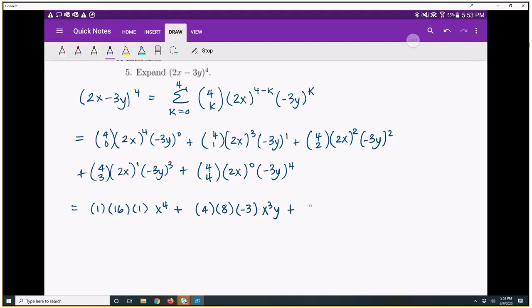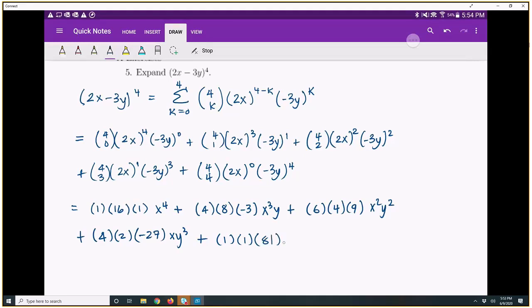4 choose 2 is 6. 2 squared is 4. Minus 3 squared is 9. Then x squared y squared. Plus 4 choose 3 is 4. 2 to the power 1 is 2. Minus 3 to the power 3 is minus 27. xy cubed. And finally, 4 choose 4 is 1. 2 to the power 0 is 1. And minus 3 to the power 4 is 81. y to the power 4.